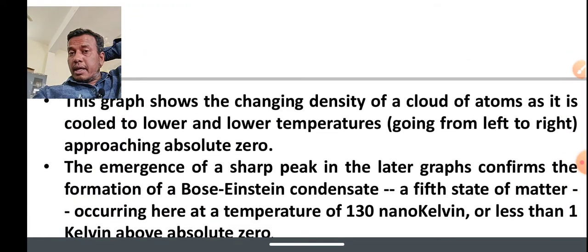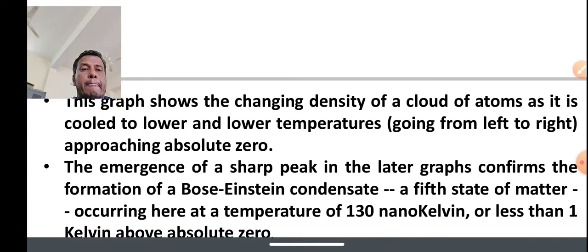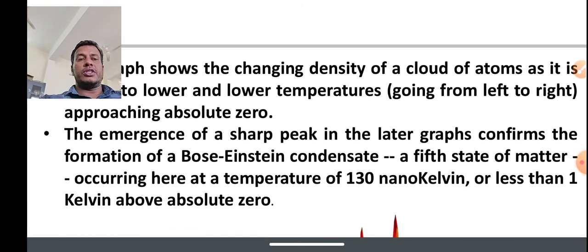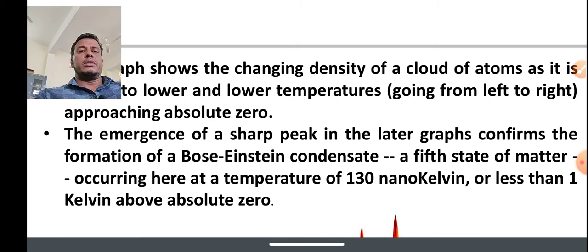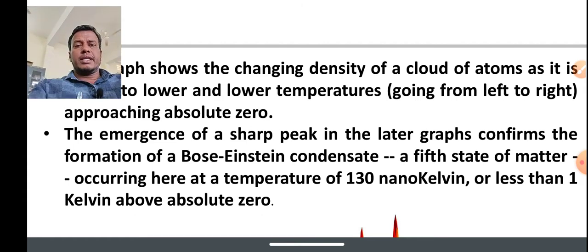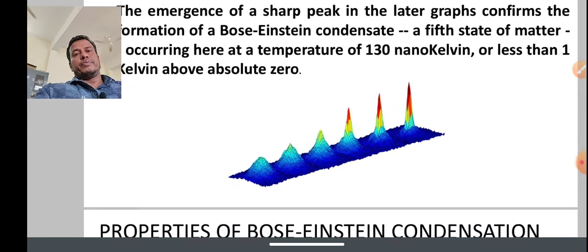This approaches absolute zero. So, the emergence of a sharp peak in the graph confirms the formation of Bose-Einstein condensation, the fifth state of matter, occurring at the lowest temperature, 130 nanokelvin, which is just about absolute zero.